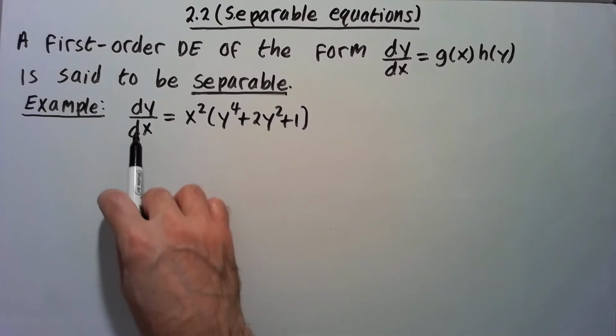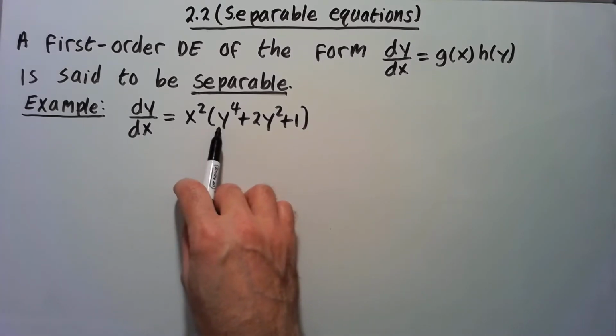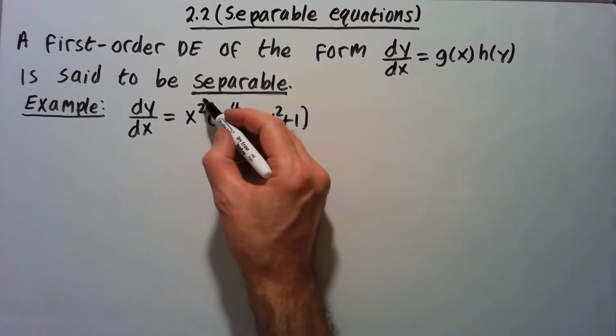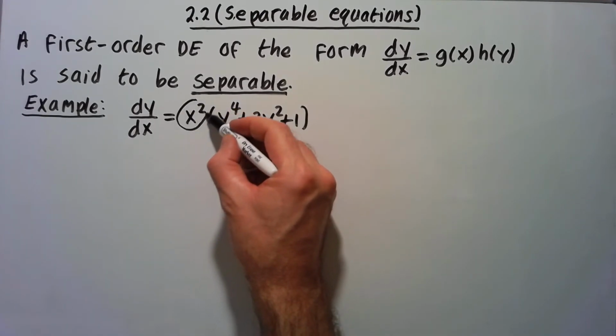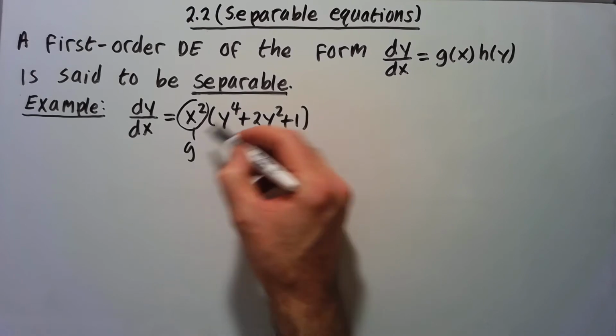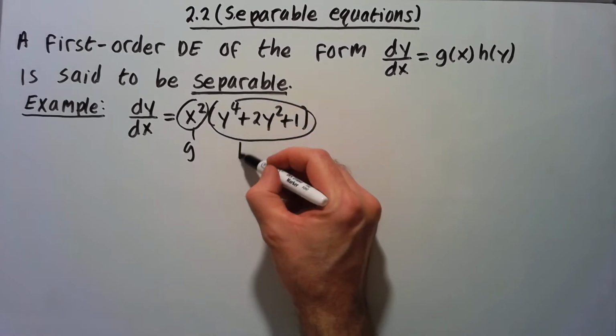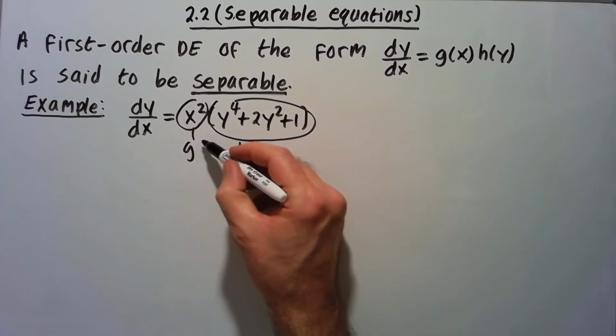So example here, say dy/dx equals x squared times y to the fourth plus 2y squared plus 1. This is separable because this guy here would be your g, and this right here would be your h of y. This would be your g of x.